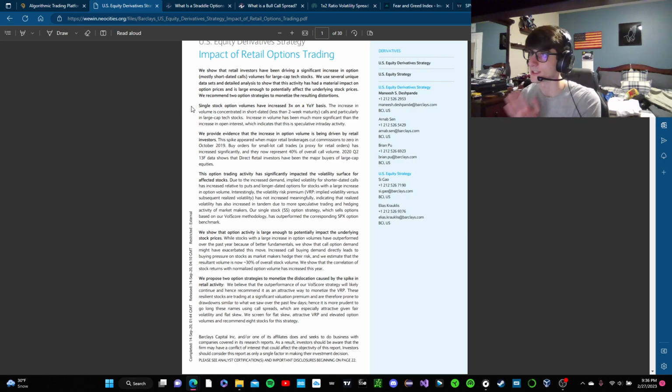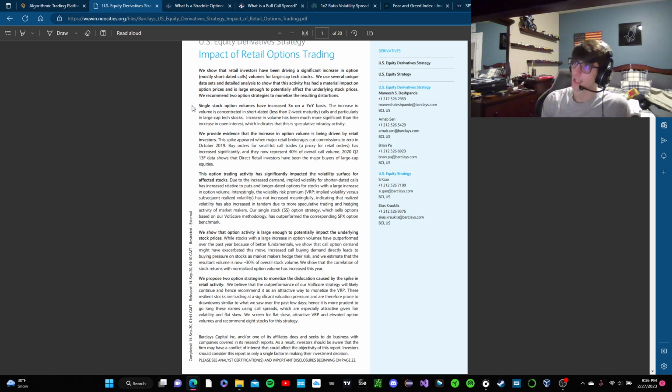Continuing the quote: single stock option volumes have increased 3 times on a year-over-year basis. The increase in volume is concentrated in short-dated, less than 2-week maturity calls, and particularly in large-cap tech stocks. The increase in volume has been much more significant than the increase in open interest, which indicates that this is speculative intraday activity. We provide evidence that the major increase in option volume is being driven by retail investors. The spike appeared when major retail brokerages cut commissions to 0 in October of 2019. Buy orders for small lot call trades, a proxy for retail orders, have increased significantly, and they now represent 40% of overall call volume.